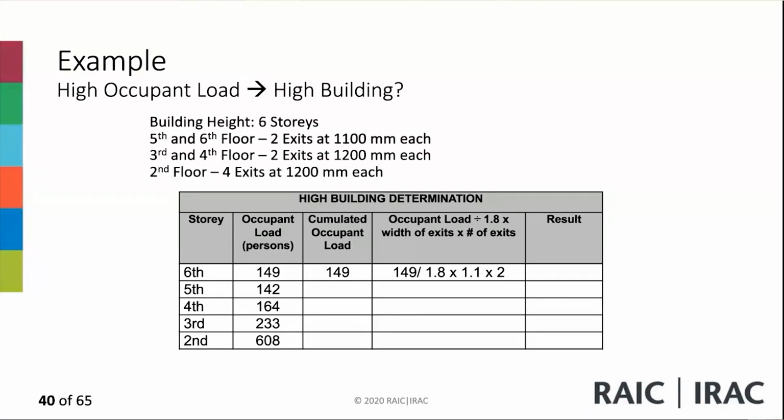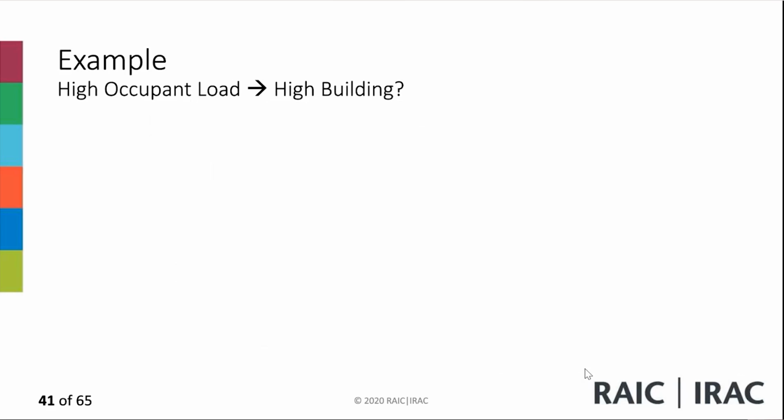So on the top story, I've got 149. I've already calculated the occupant load, and this is one calculation. We're going to take a look at it in another module, in module 3. We're going to take a look at each story and do the calculation. On the top level, we only have 149, right? So 149 divided by 1.8 by 2 times 2 exits. So I did 2 times 1100, 1.1, which you have to look at in meters. And you look at the result.